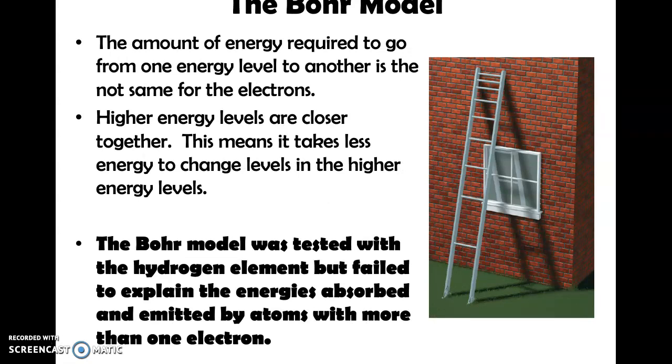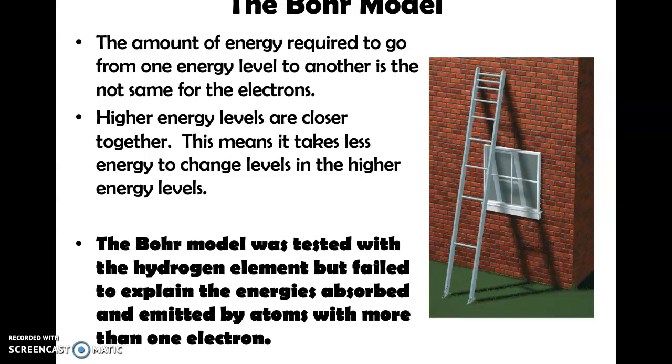The amount of energy required to go from one energy level to another is not the same for all the electrons. Higher energy levels are closer together, right? This means that it takes less energy to change levels in the higher energy levels. So if you look over here at the ladder to your right, if you notice the rungs of that ladder, the rungs towards the ground are spaced further apart. So the very first rung that you see has more space between the ground and the first rung than it does between the first rung and the second rung. So as you climb that ladder and get higher in the number of rungs, the rungs actually get closer and closer together.